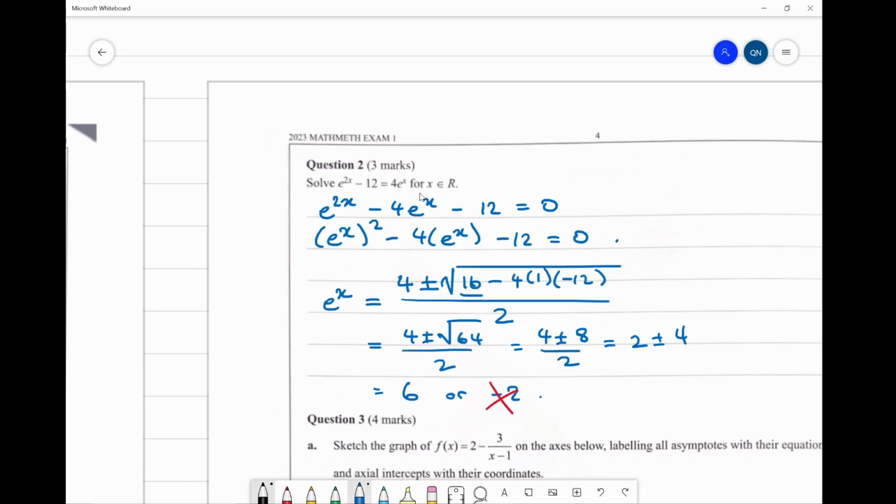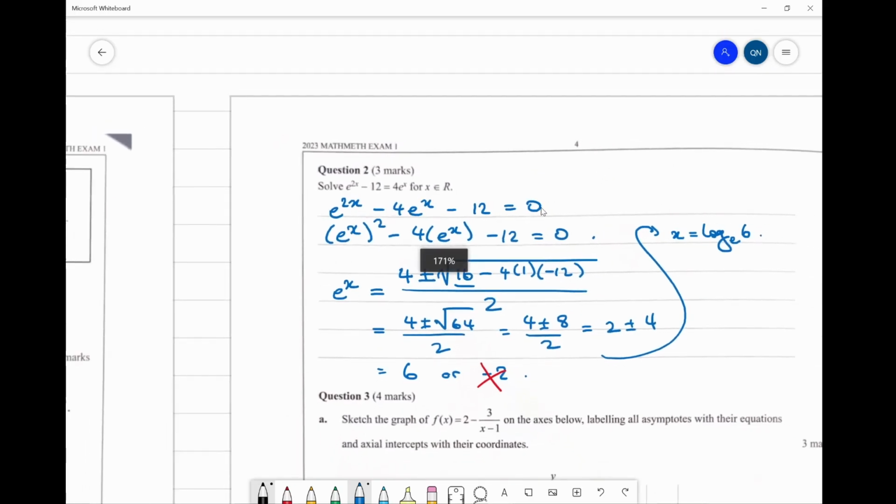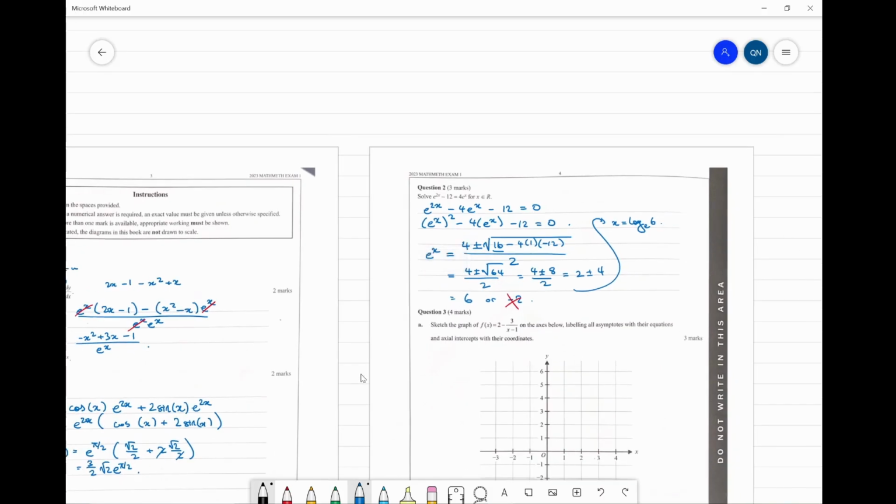So if you apply logs on both sides now, going all the way up over here, we have finally x is equal to just log base e of exactly 6. Of course, log base e of negative 2 won't make sense. It's imaginary, but we're not doing imaginary numbers.